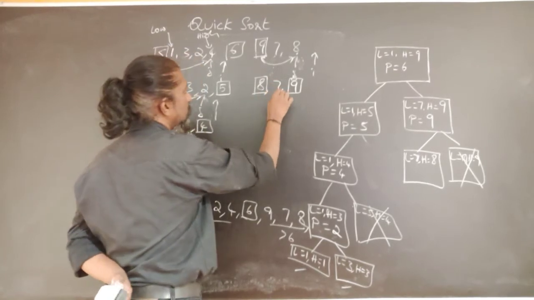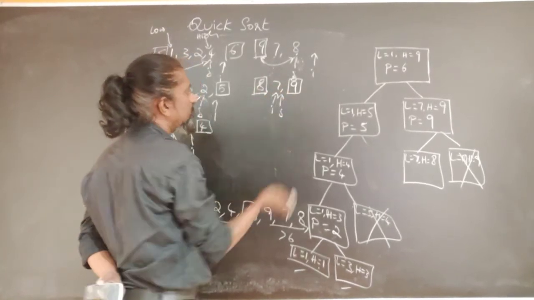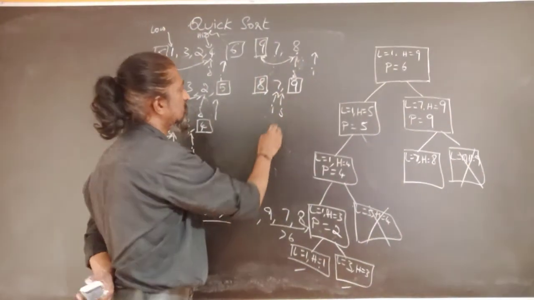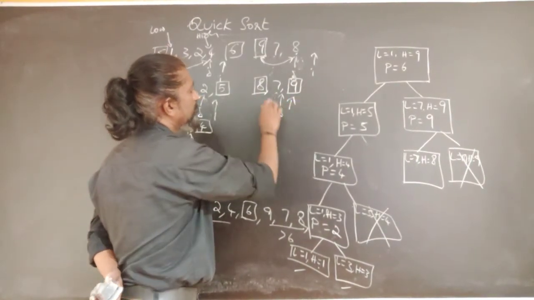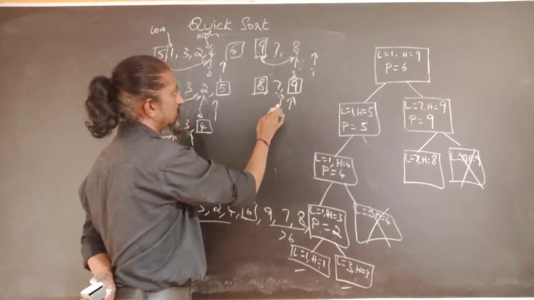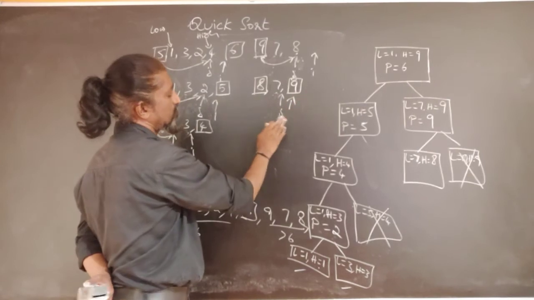8 is the pivot, i is placed here, j is also placed here because we have only two elements. That is the first element and that is the last element on the second element. 7 is less than 8, i pointer gets incremented. It has gone out of the range, it stops there. 7 is less than 8, therefore j doesn't move.